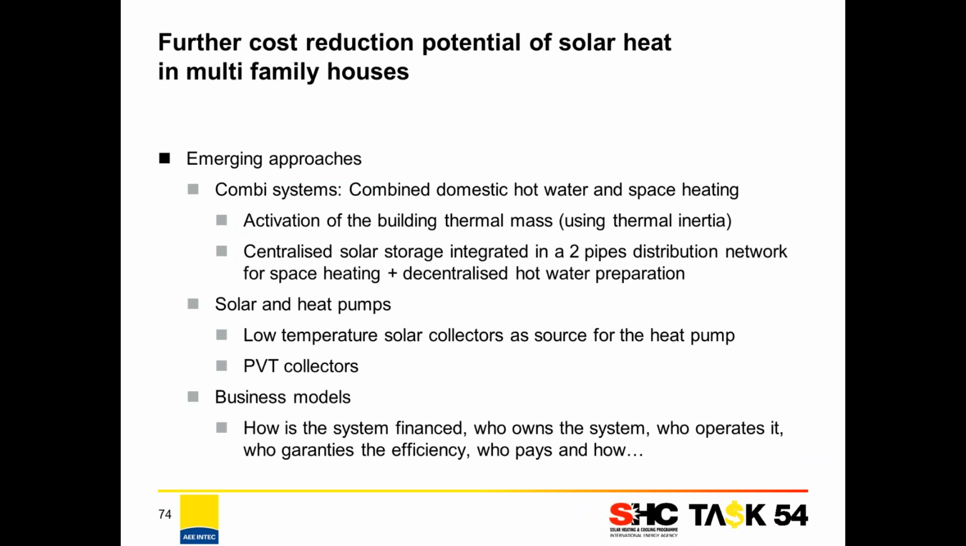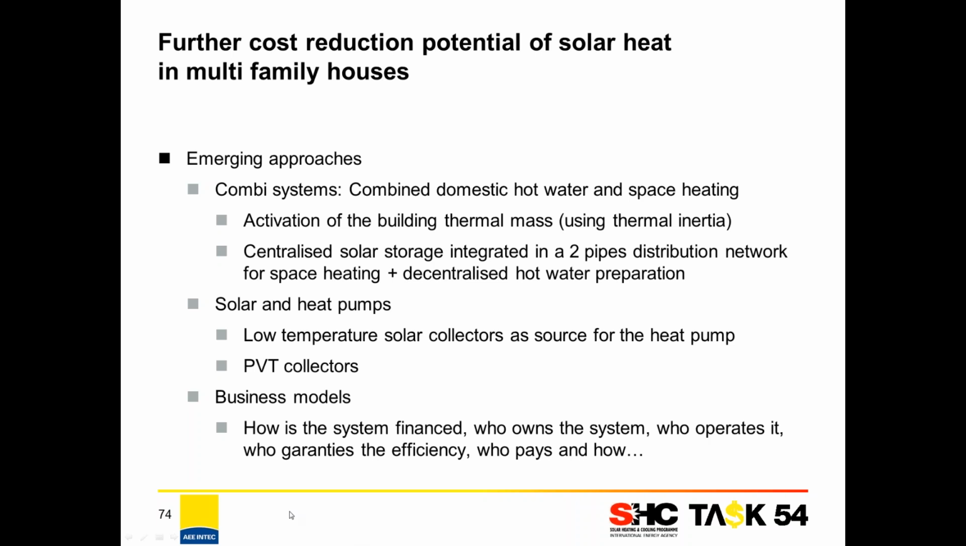I have been talking about solar domestic hot water systems. Combi systems can also be interestingly combined with activation of the building thermal mass, where solar heat can be directed into the thermal mass of the building, the ground, the ceiling or the floor. Another interesting approach is to integrate solar heat on the return line of a two-pipe distribution network, which is distributing space heating and decentralized hot water preparation. In both cases, solar heat can be delivered at low temperature, which increases the efficiency.